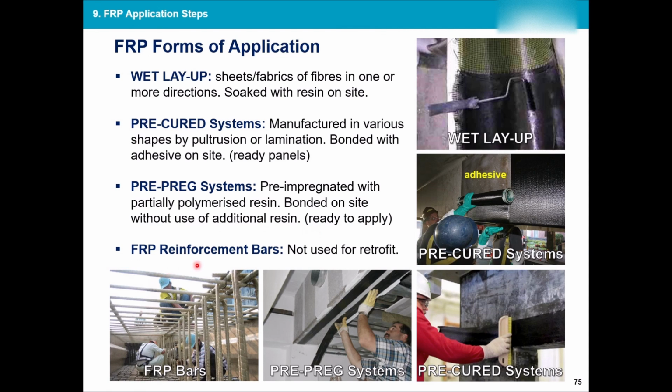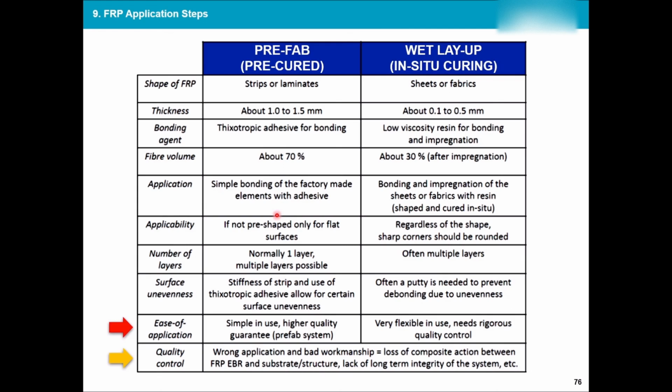Then there's another form of FRP, which is the FRP reinforcement bars. As you can see over here, their color is a little bit lighter, toward white or bronze, compared to normal steel reinforcement. They're not used that much. It's either for research or very sophisticated structures because they're very expensive. So remember: wet layup, pre-cured system, pre-preg system. Depending on any of these, they will have different properties.